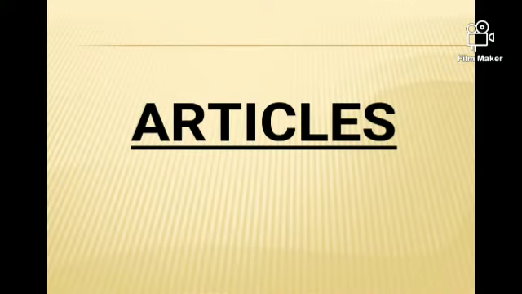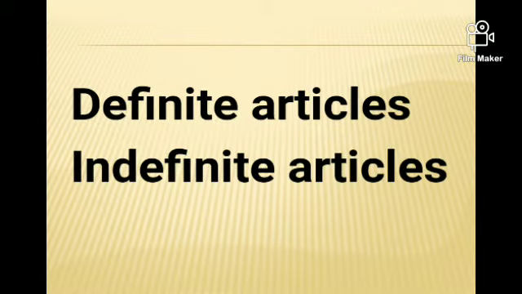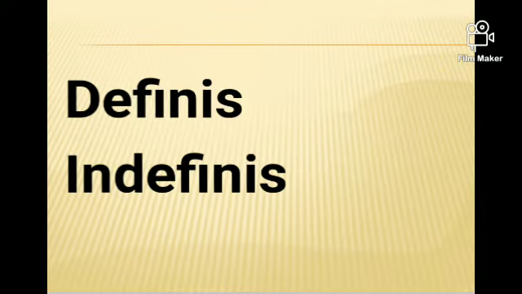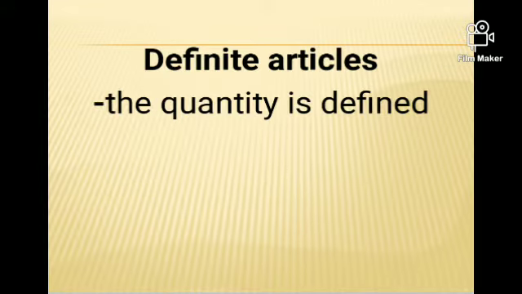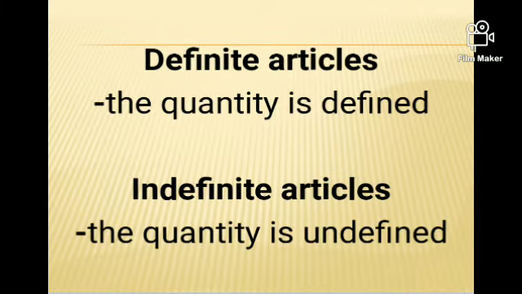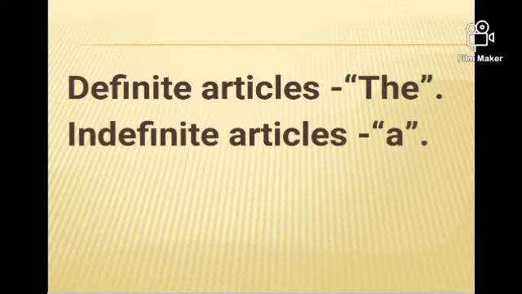Now we are going to see French articles in this video. We have two types of articles. They are definite articles and indefinite articles. In French, it is défini and indéfini. Definite articles mean that the quantity is defined, and in indefinite articles the quantity is undefined. We use definite articles when we have to use the word the, and we use indefinite articles when we have to use the word a.